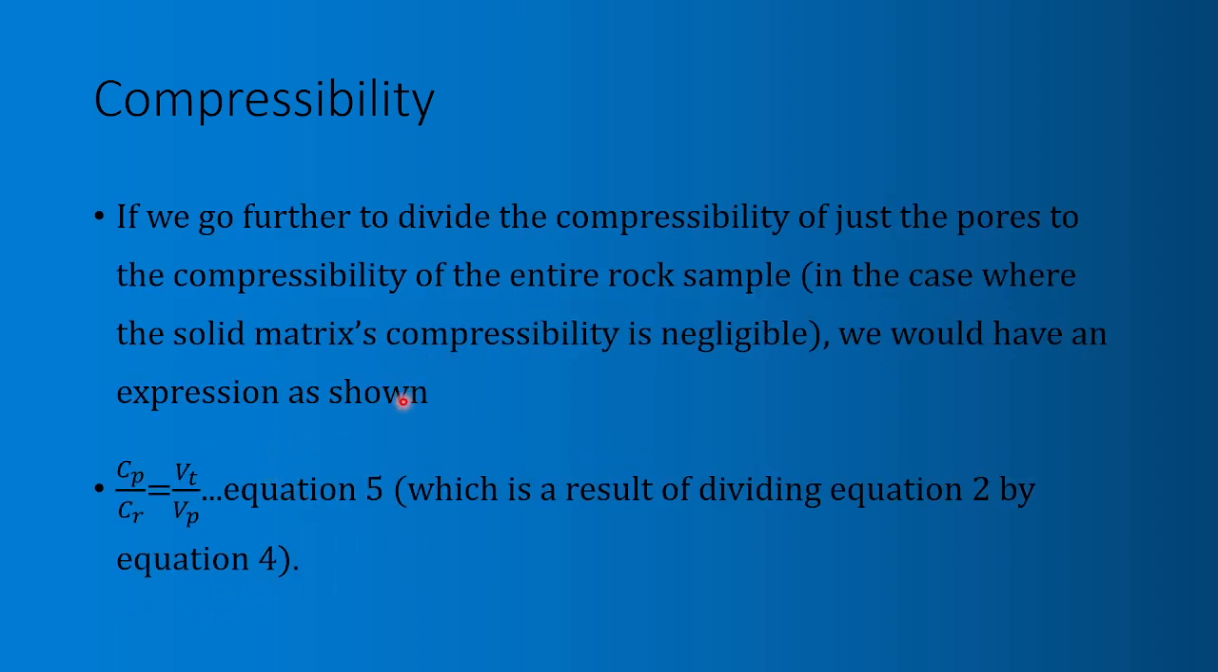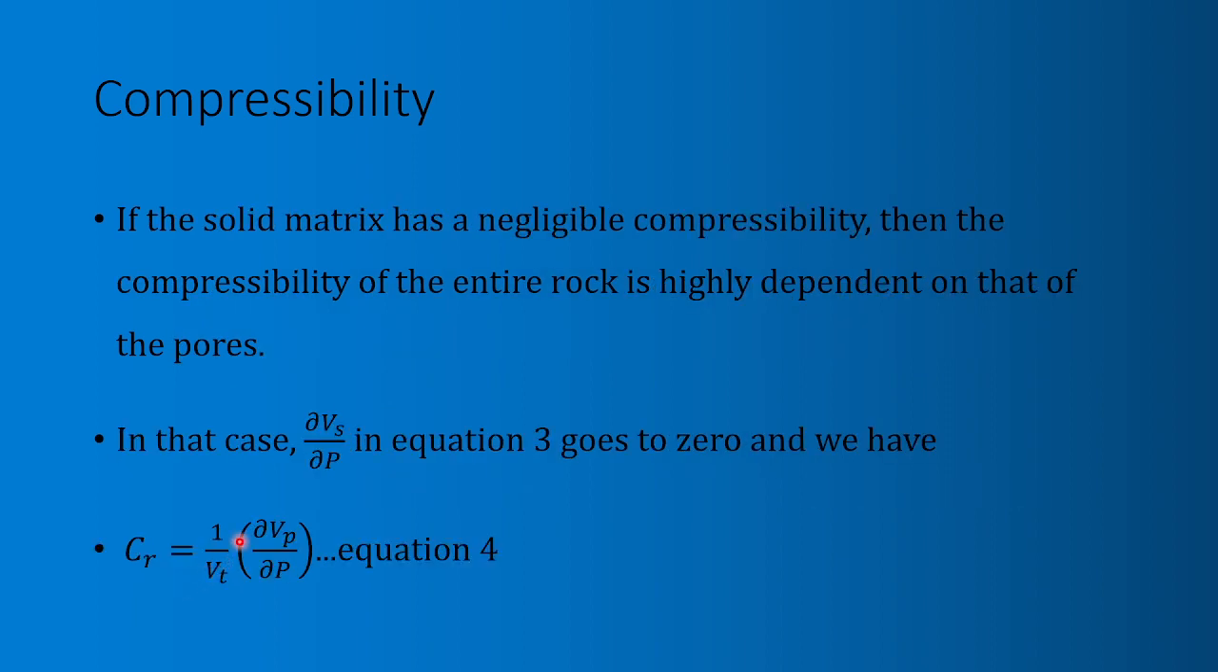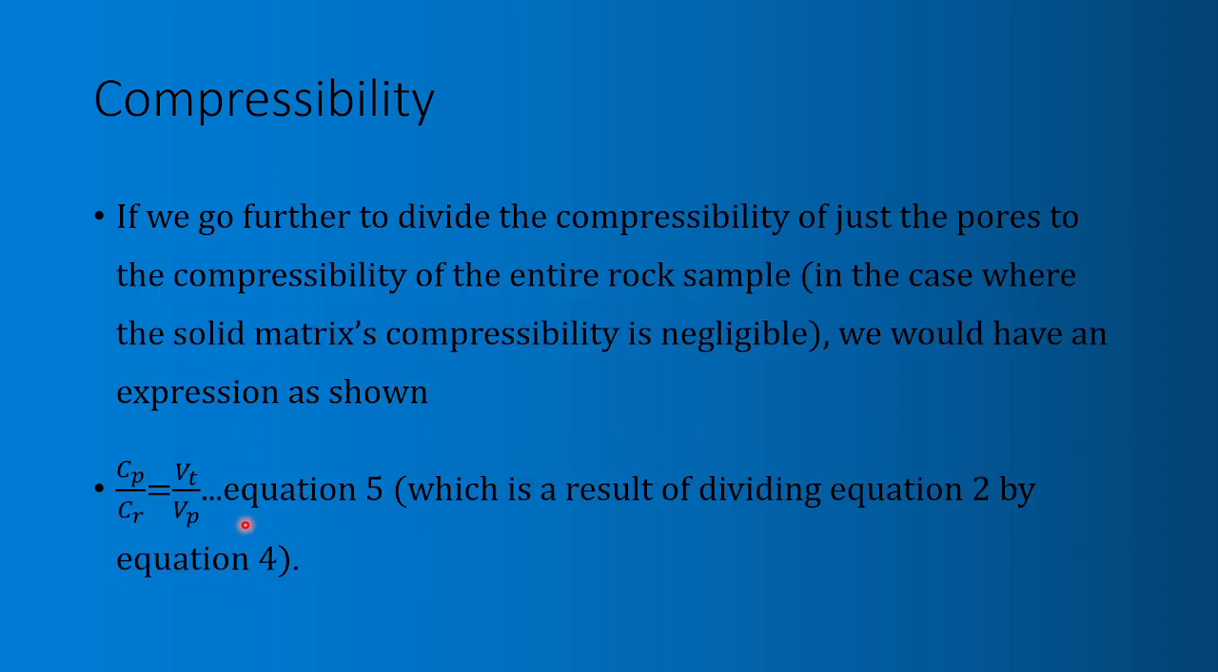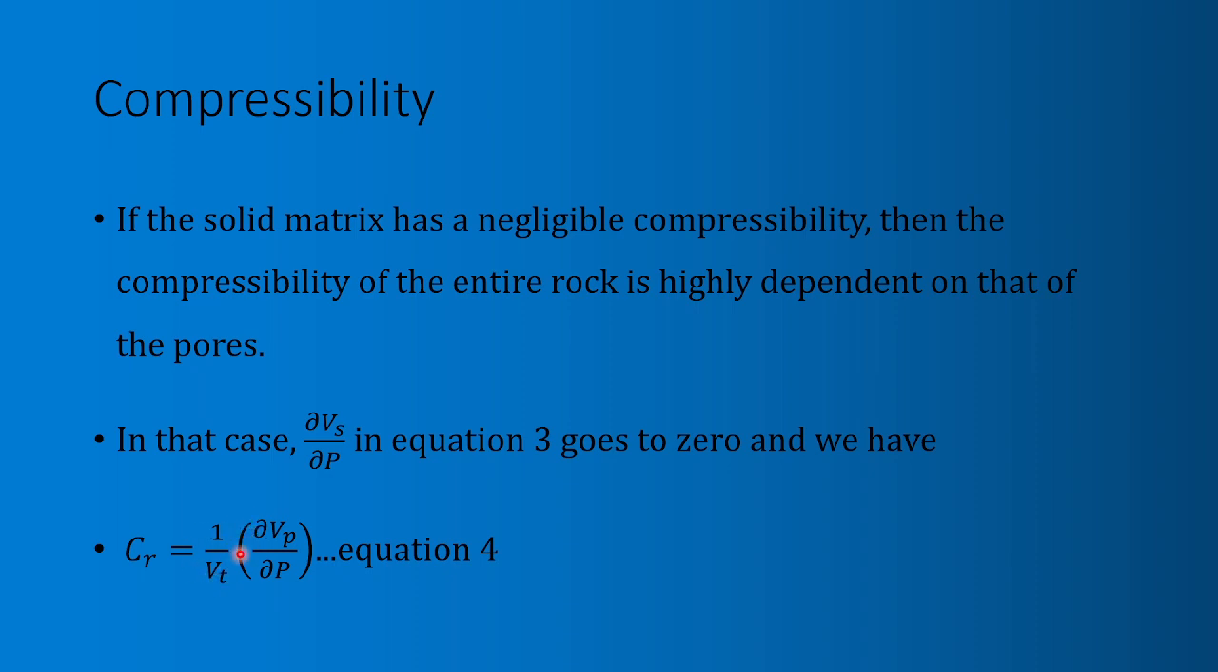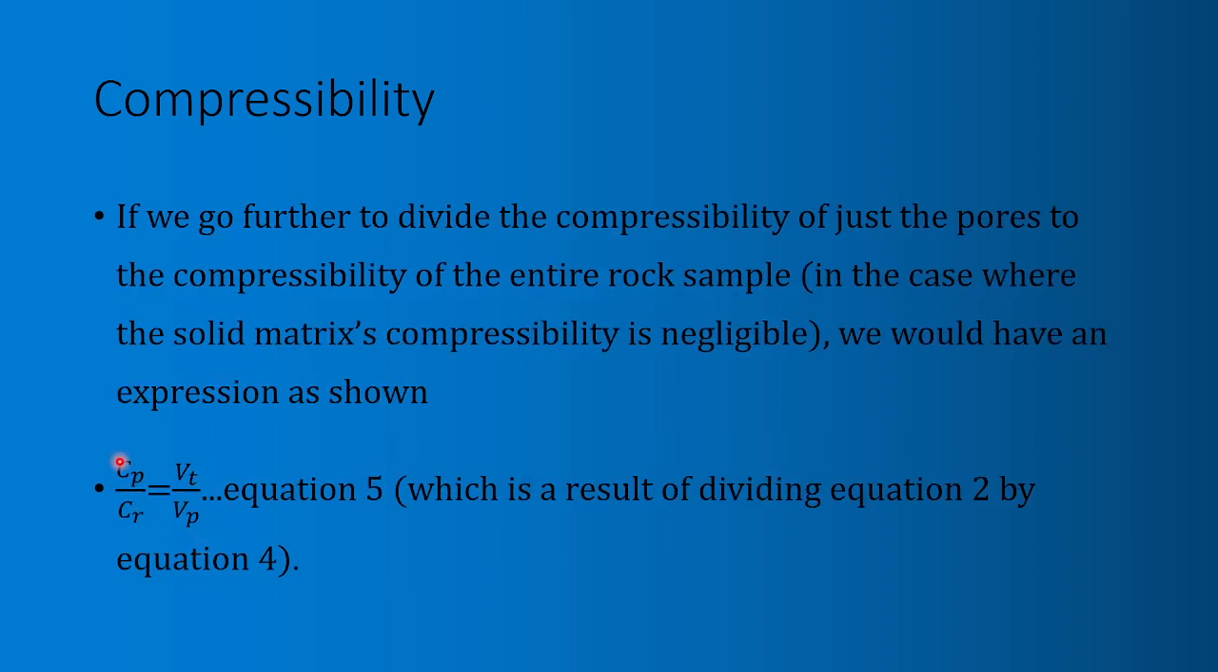Now, if you want to compare the compressibility of just the pores to the compressibility of the entire rock sample, we can divide equation 2 and equation 4. So this was equation 2, the compressibility of just the pores, considering the volume of the pores. So we divided it by the total volume of pores, so as per volume of pores. For this one, we divided it by the total volume of the entire rock sample, so as per the volume of the entire rock sample. If we divide the two, we can have Cp divided by Cr to give us Vt over Vp.